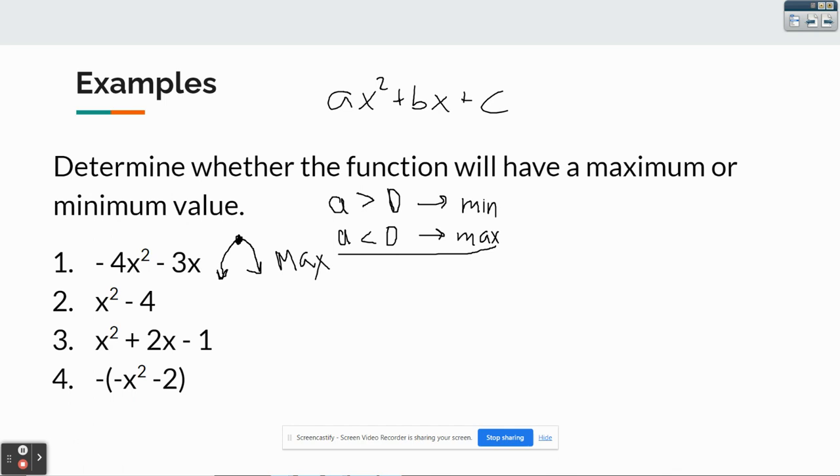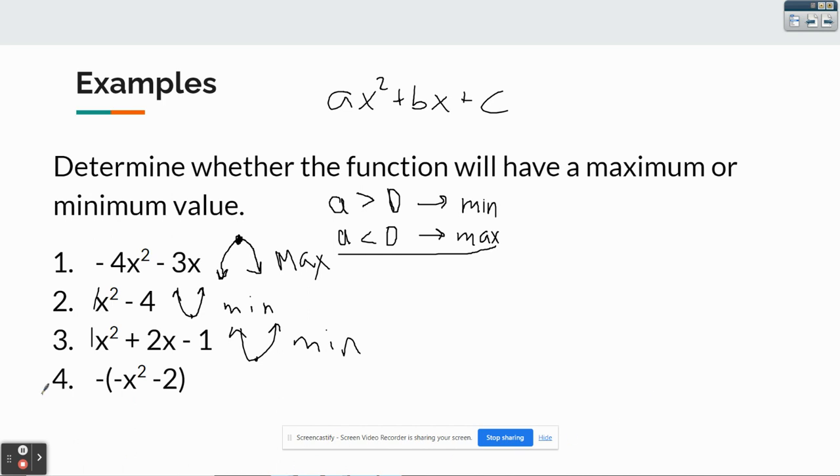Okay, for number 2, the a is a positive 1, and since it's a positive 1, it's going to look like a u, which means it's going to have a minimum value. For number 3, the a is also positive 1, so same thing, going to look like a u. It's going to have a minimum value.